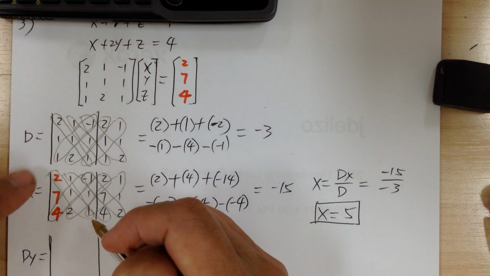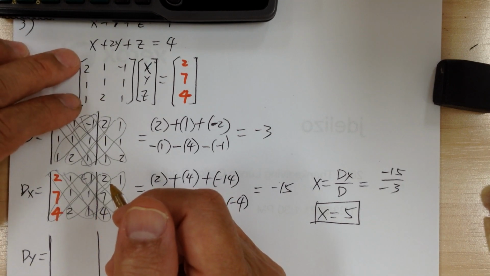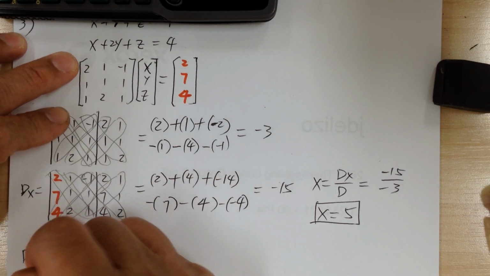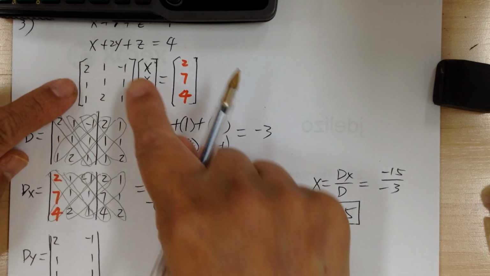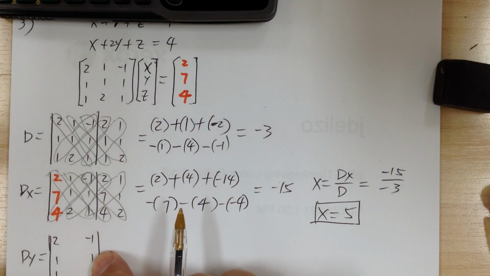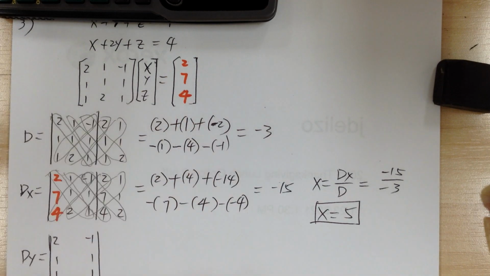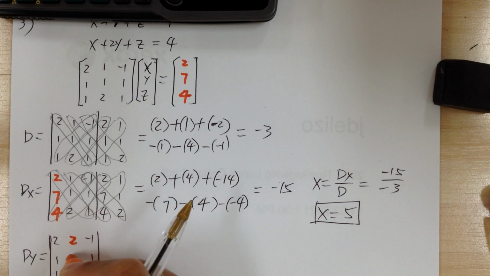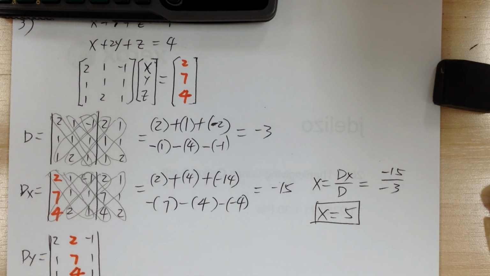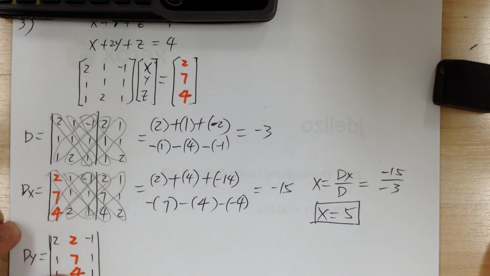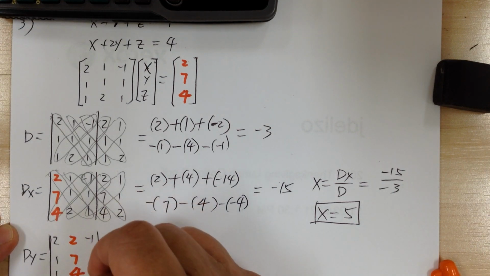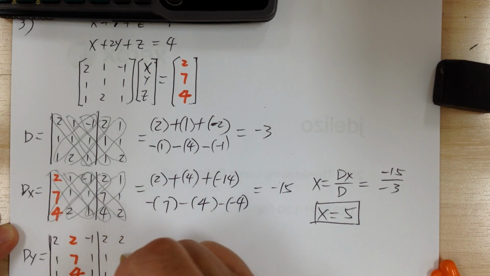Okay, for dy, you have to replace, so that's going to put original in first. So it'd be 2, 1, 1, negative 1, 1, 1, right? So get these two columns in here. And for the dy, you have to replace the y column with the answer matrix. So it'd be 2, 7, 4. So again, for dx, you replace the x column. For dy, you replace the y column. Okay, so now you copy the two columns.